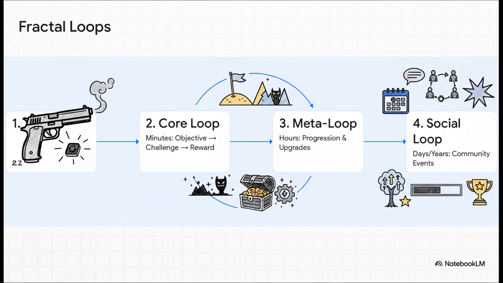And here's the crucial point. All of these parts operate inside these nested fractal loops of time. It starts with the microloop, that satisfying second-to-second feedback of pulling a trigger. That's nested inside the minute-to-minute core loop of completing an objective, which is inside the hours-long meta loop of leveling up your character. And for modern games, that's even inside the days-long social loops of live events and community engagement.